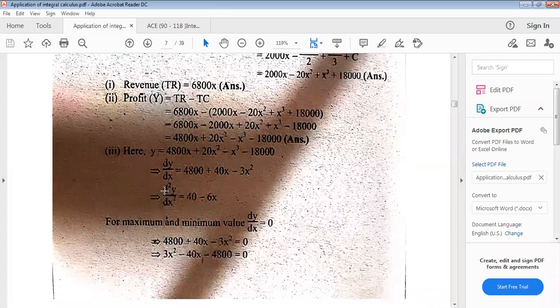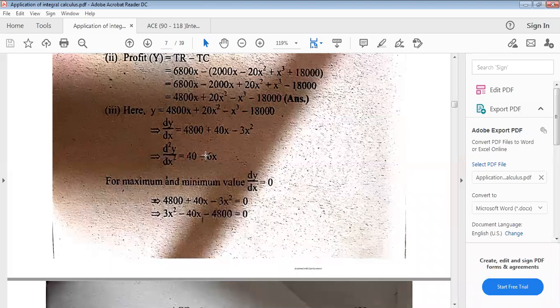Now we have to maximize the profit. Let us consider y equals this function: 4800x plus 20x square minus x cube minus 18,000. Now taking dy dx on both sides. If you want to maximize the profit, we must first calculate the first differentiation dy dx: 4800 plus 40x minus 3x square. Differentiation of x is 1, x square differentiation is twice x, 2 into 20 is 40, x cube differentiation is 3x square. 18,000 will be 0, since differentiation of a constant is 0.